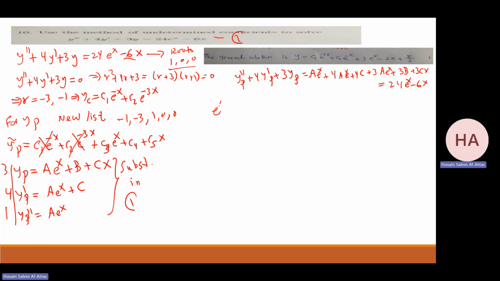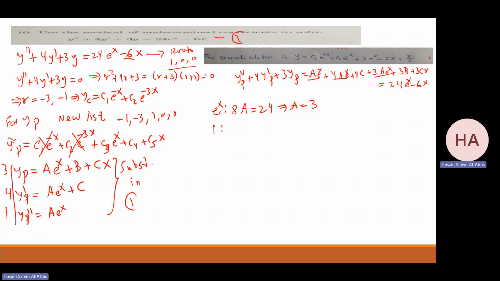Now what's the coefficient of e to the power x? I have a, 4a, 3a, which is 8a. And on this side I have this, the e to the power x. That should equal 24. So a equals 24 over 8, which is 3.